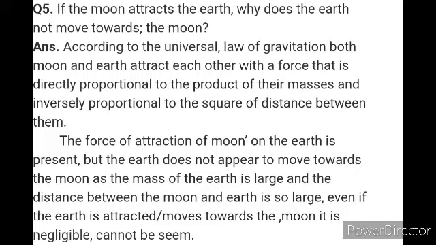Although the moon is attracting the earth towards itself, the earth has huge mass, so that attraction is there, but it's very negligible. So we are not able to observe it.